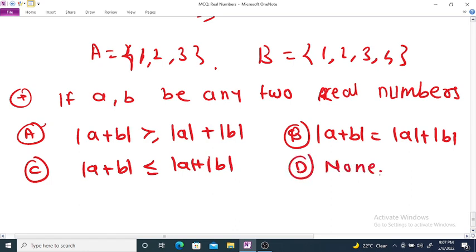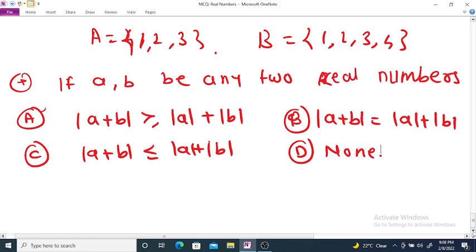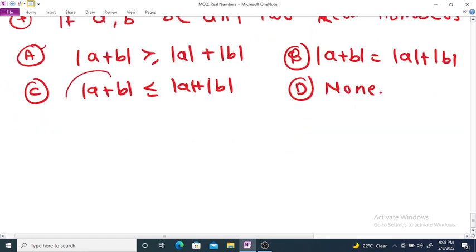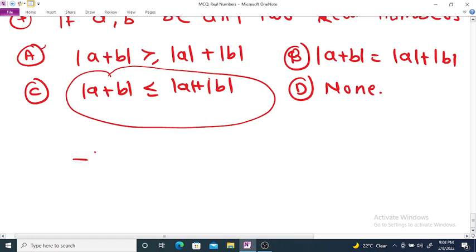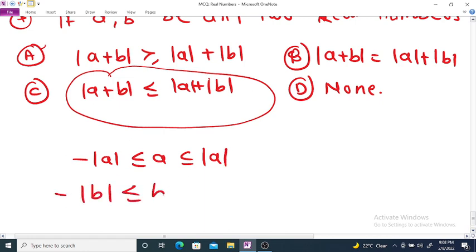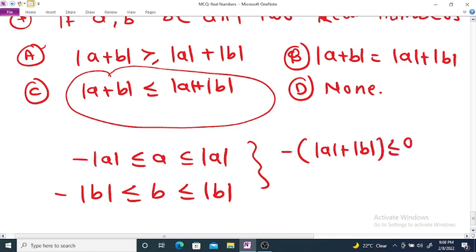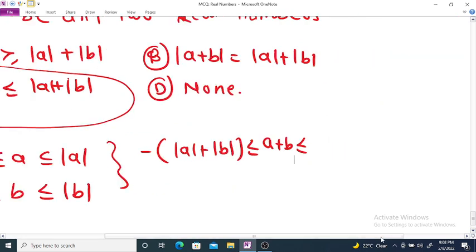So the correct option is what? Again we know the triangle inequality, the mod of A plus B is less than or equal to mod of A plus mod of B. In other words, we know that minus mod A less than or equal to A less than or equal to mod A, and minus mod B less than or equal to B less than or equal to mod B. So if we add these two inequalities, we get minus of mod A plus mod B less than or equal to A plus B less than or equal to mod of A plus mod of B.